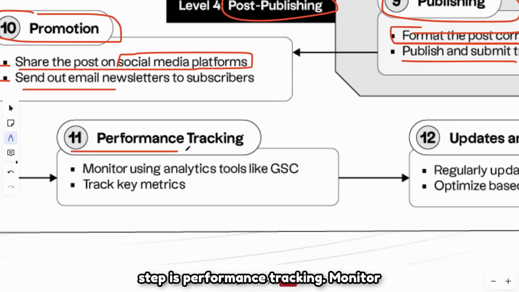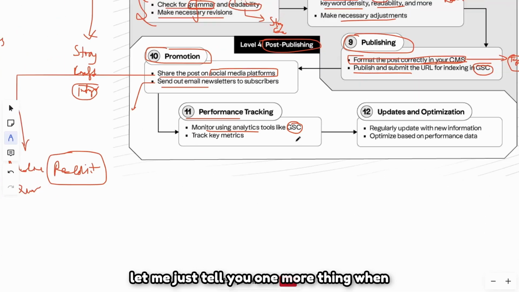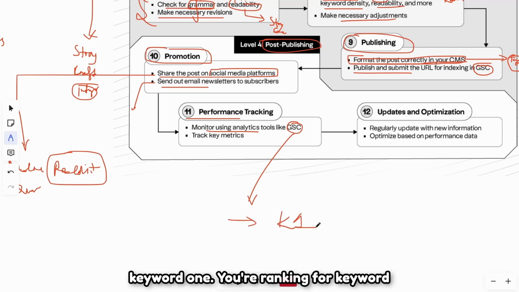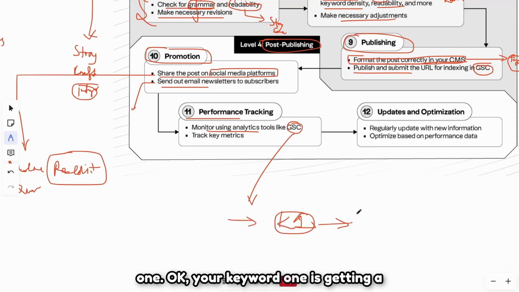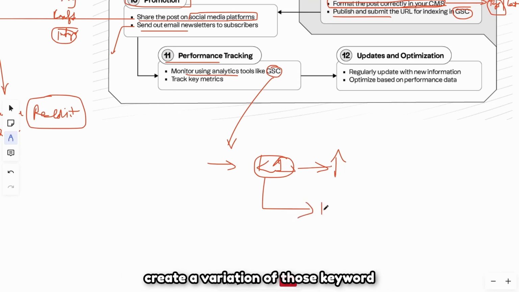The 11th step is performance tracking. Monitor using analytics like GSC. And let me just tell you one more thing. When you're tracking your performance, let's say your GSC tells you you're ranking for keyword 1. Your keyword 1 is getting a lot of impressions and clicks. You want to double down and create variations of those keyword articles. Okay, key 1, key 1, 2.